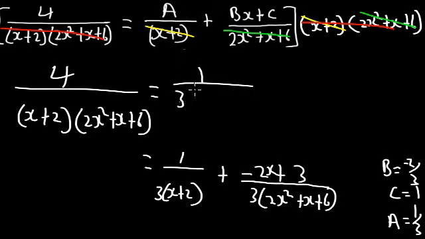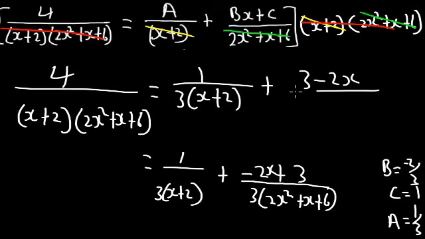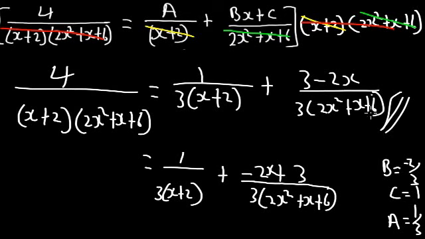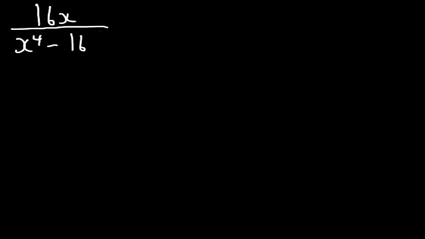1 by 3 over x plus 2, then plus 3 minus 2x, all divided by 3 in the bracket of 2x squared plus x plus 6. And that is the final answer to the problem. Hopefully you got that. Let's consider one more example for easy understanding. By the way, I want you to try this out yourself. Pause the video and check this question out yourself.